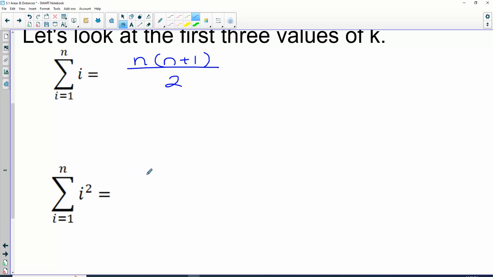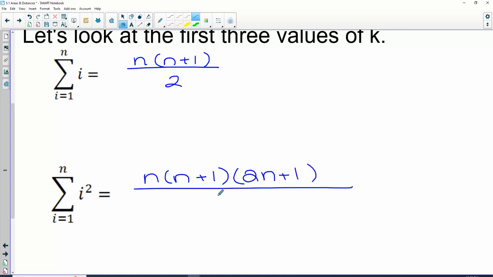This one turns out to be n times (n plus 1) times (2n plus 1) over 6. Wow. Maybe that's a bonus question for tomorrow.